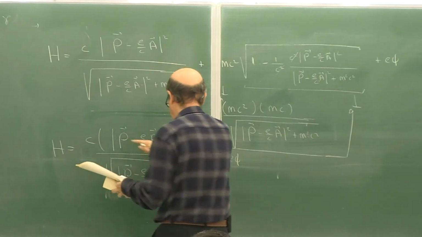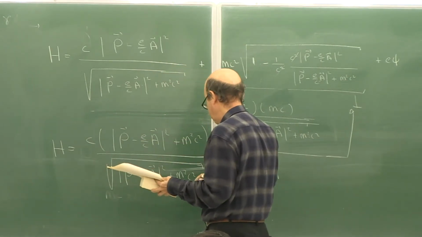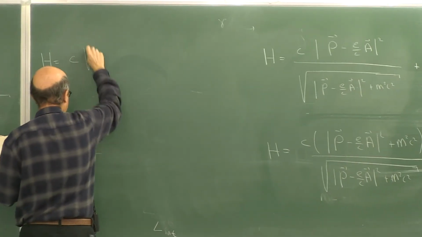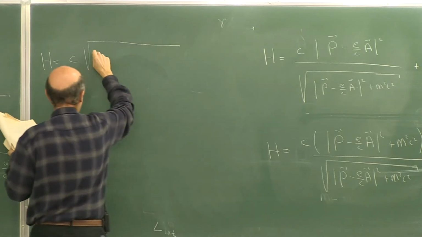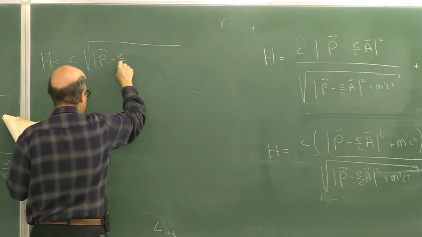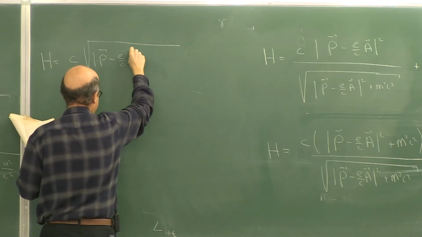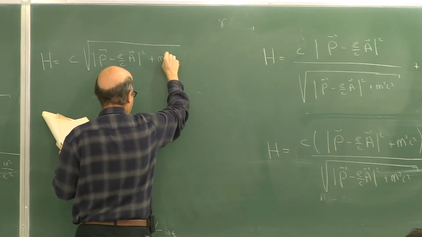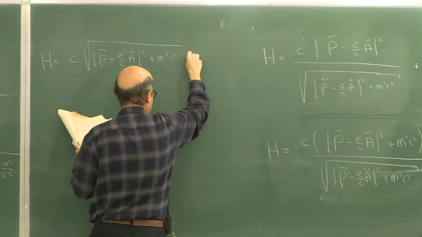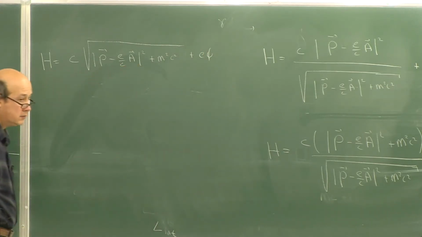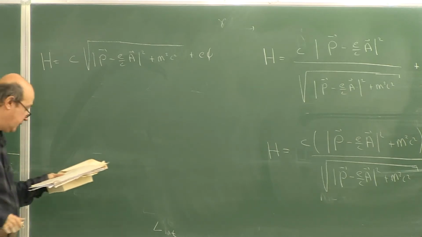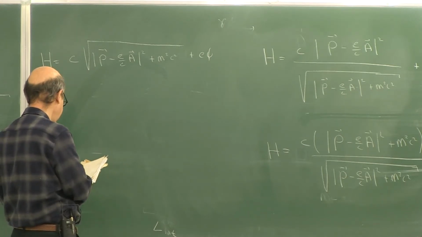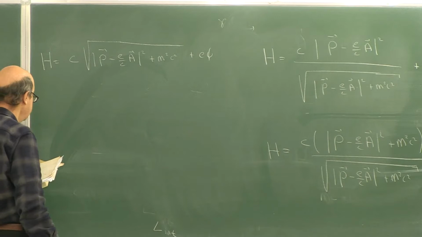in the following form. So this whole term, that is equal to c times square root of p minus e over c a square plus m square c square, plus e phi. So we have a nice expression here, and what does this expression tell us?